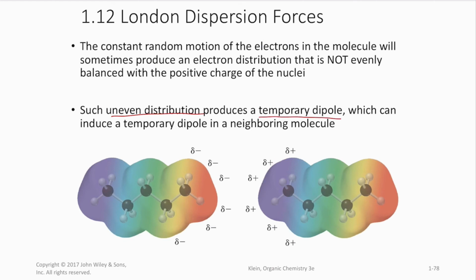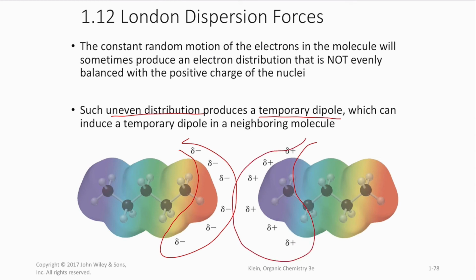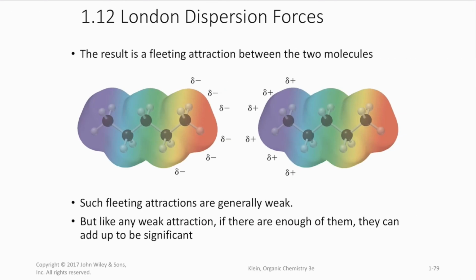What happens here? A lot of negative charge accumulates on one side, and a lot of positive charge accumulates on the other side. This creates a temporary dipole. Because the area is larger, it's not easy to diffuse this force. That's the reason why they try to bond to each other. That creates the London dispersion forces.